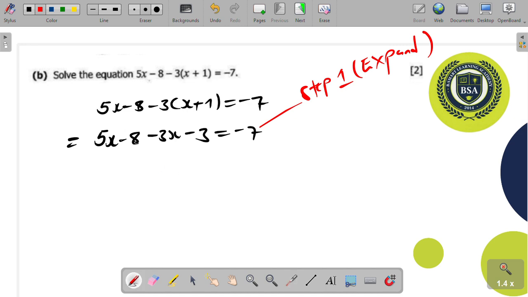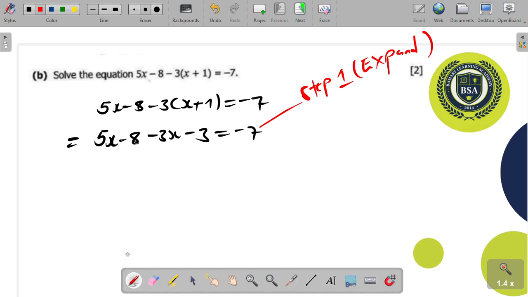We continue. The second step, we are collecting the like terms. You see here we have negative 3x and we have 5x. So these are like terms. Here we also have negative 8 and negative 3 and also negative 7. So here, pay attention. Be careful with the signs. So instead of us moving everything to 7, like negative 8 and negative 3 to 7, we're going to deal with these two first here.